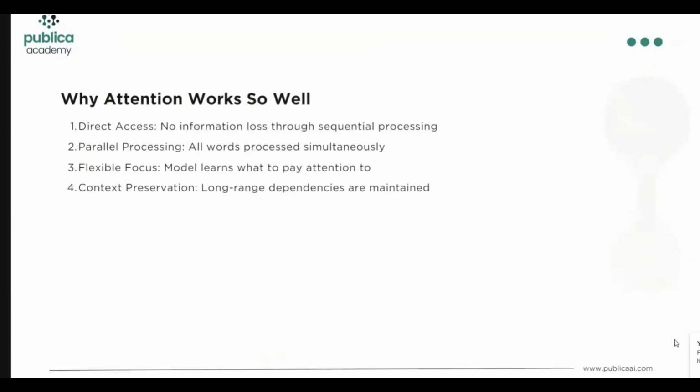Three, flexible focus. Model learns what to pay attention to. Okay, it knows the high attention, the medium attention, and the low attention. Then number four, context preservation. Long range dependencies are maintained. So even if it is 1 million words, it will generate it step by step.